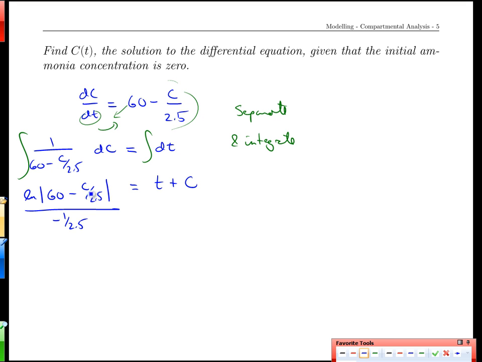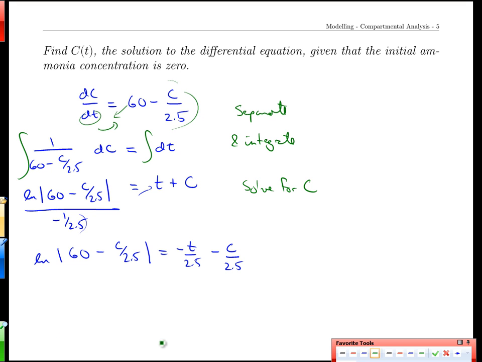Well, what's our next step? We want to solve for c. We're trying to look for a solution, so we're going to solve for c here. When we bring this 1 over 2.5 up, we're going to get ln absolute value of 60 minus c over 2.5 equals negative t over 2.5 plus a constant. We're going to bring this up as a multiplier, so I'll leave that to you. 1 over is going to get brought up as 1 over because it was the denominator on the left.